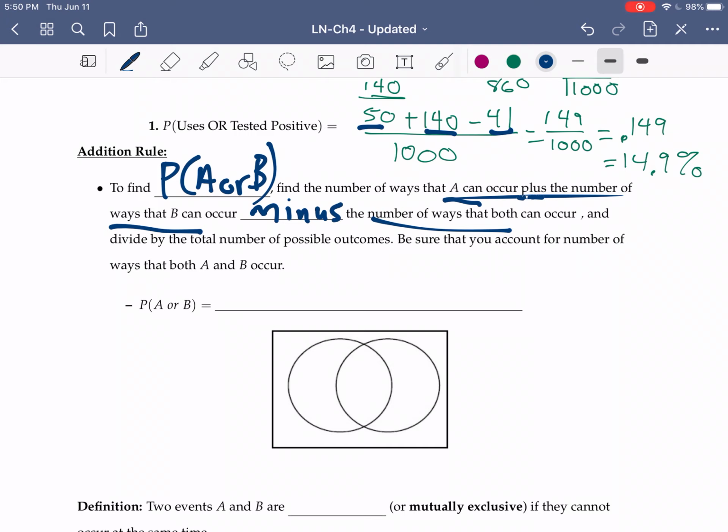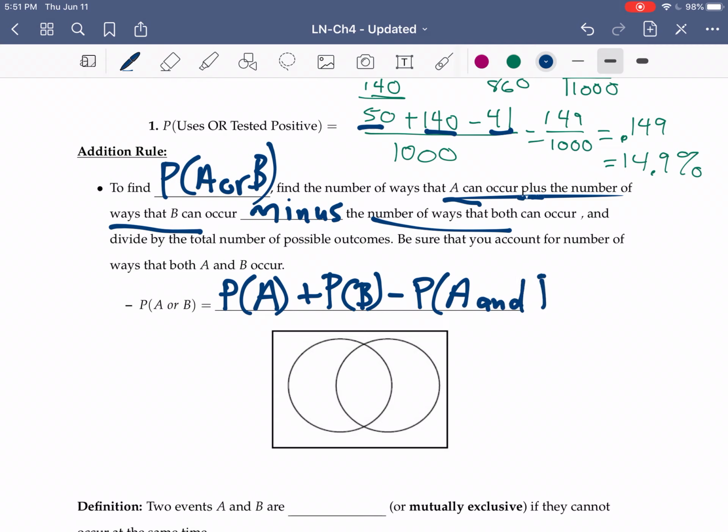And so with probabilities, we can say it's the probability of A plus the probability of B minus the probability of A and B.